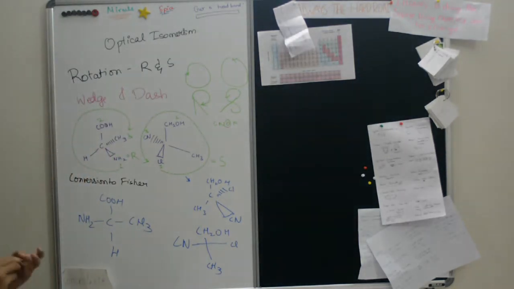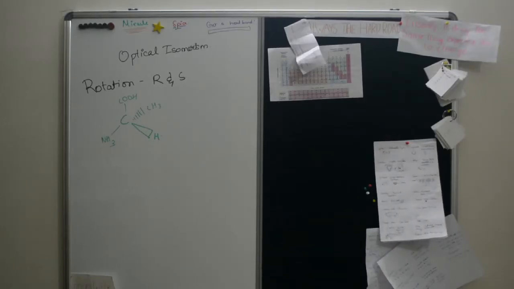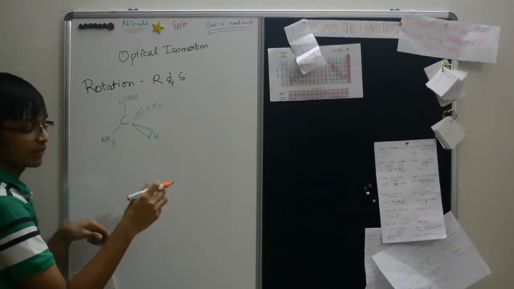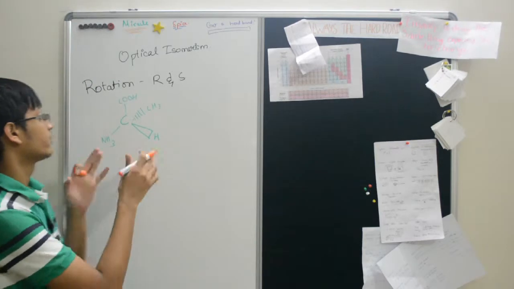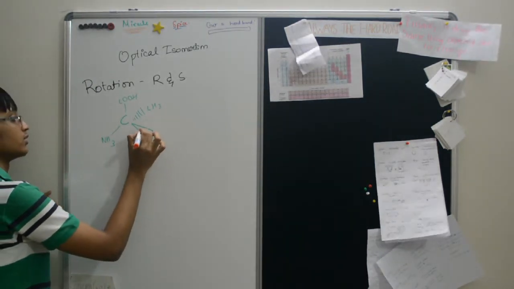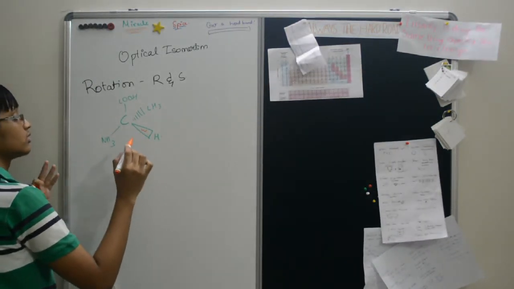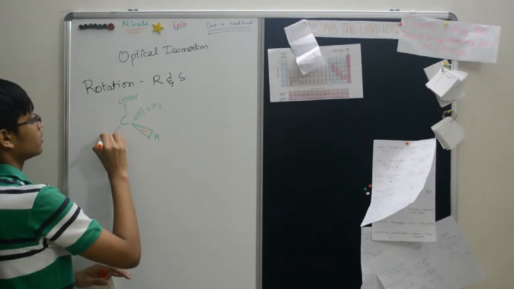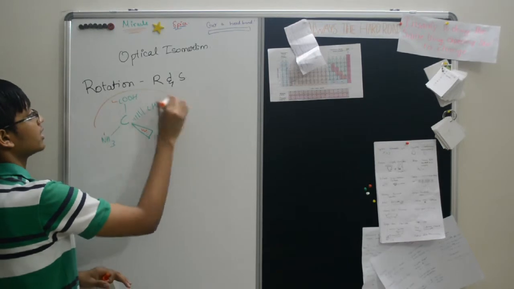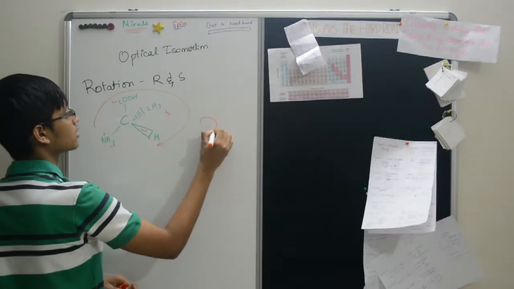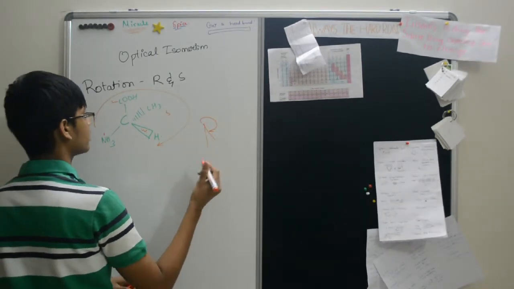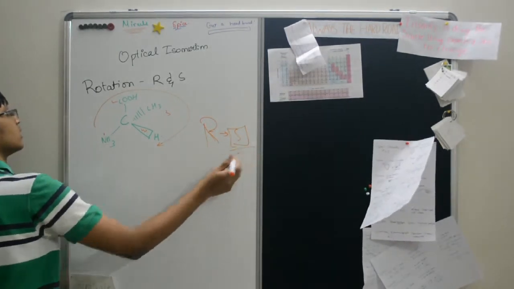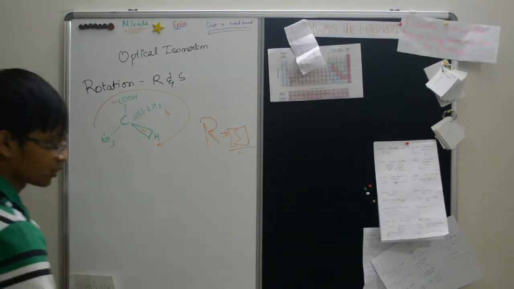There is one thing you should know about the wedge and dash projection. When you are finding the rotation for the wedge and dash, if the hydrogen is present in the wedge over here, then you should always change the spin. So here this will be number 1, 2, 3. It will be like this, so it will be R. Correct? So it will become S, and S will be the answer. That's it for the wedge and dash projection.